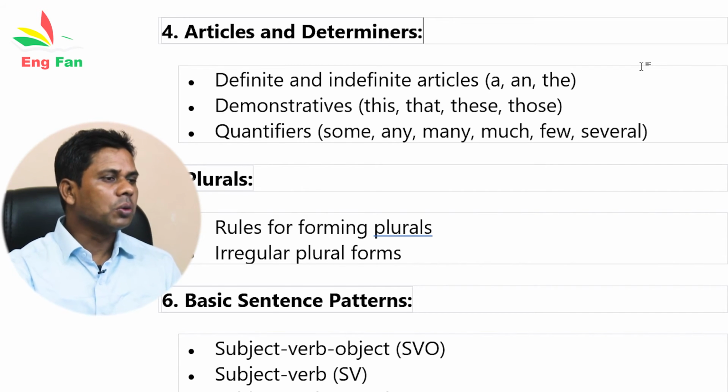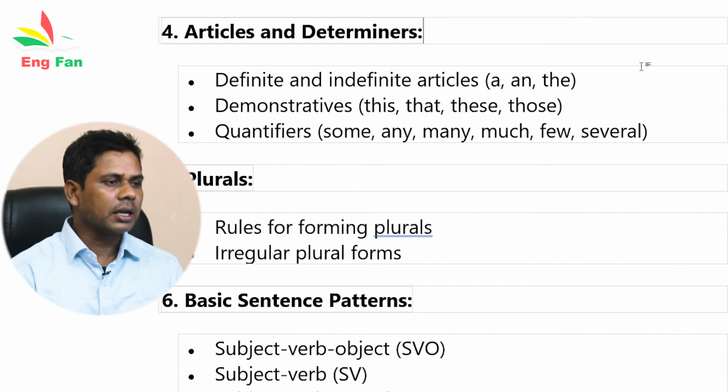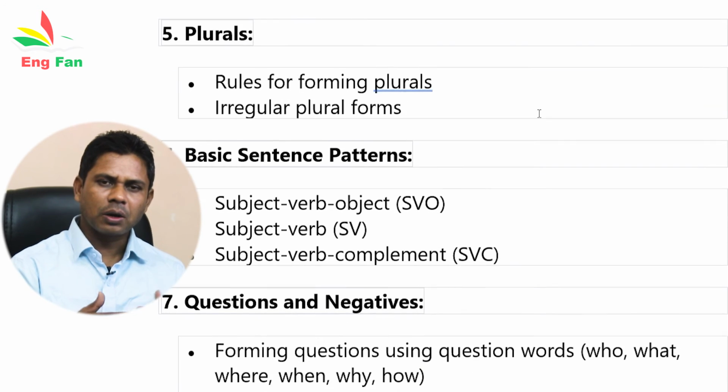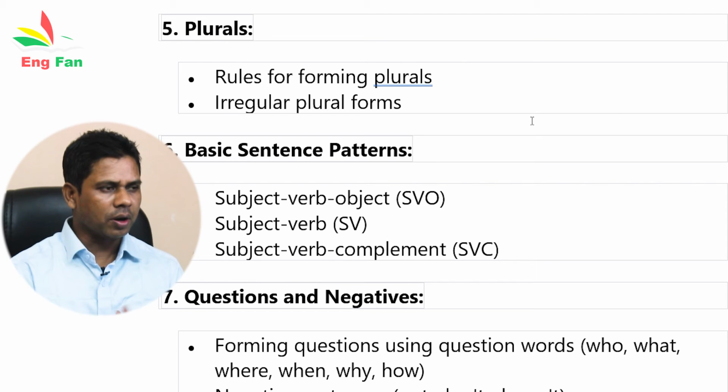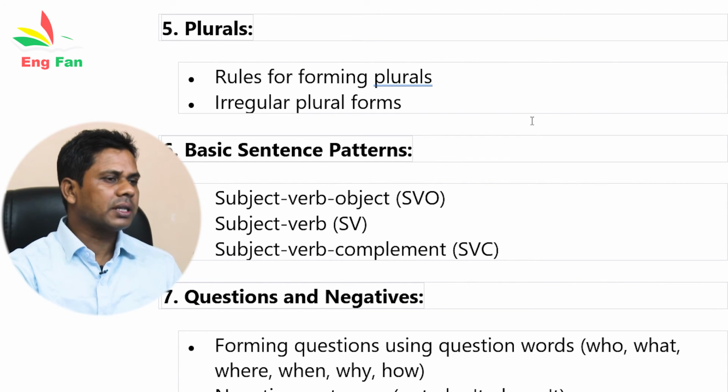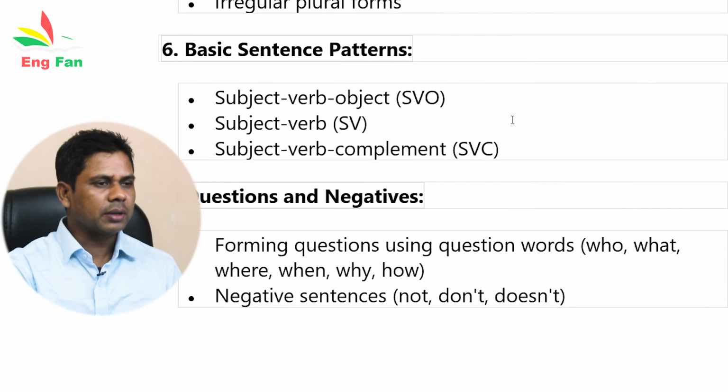Number 5, plural forms: rules for forming plurals and irregular plural forms. So what are the rules for making any noun plural? Number 6, basic sentence patterns: subject, verb, and object; subject, verb, and complement.